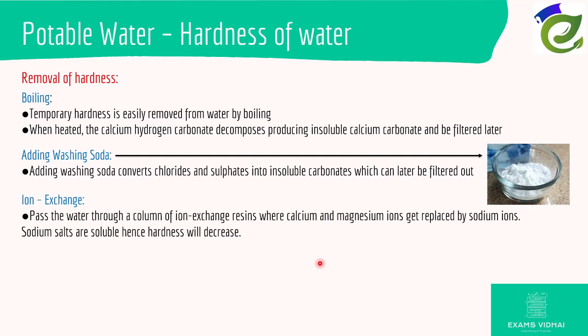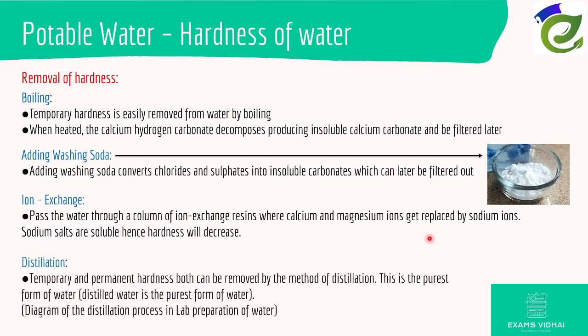Ion exchange: here you can use a simple ion exchange resin, where you can drop that resin inside the water, or you can filter the water through it to get magnesium or calcium replaced by sodium ions. Sodium ions will decrease the hardness as they are not responsible for hardness and can also be evaporated away.